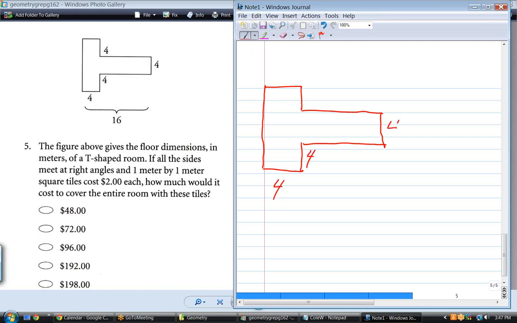And this whole thing is 16. How are we going to figure out the area of this object? Well, we want to break it up. You can always arbitrarily draw lines. So I'm going to draw a line there. Now, instead of having an octagon, I've got 2 rectangles.